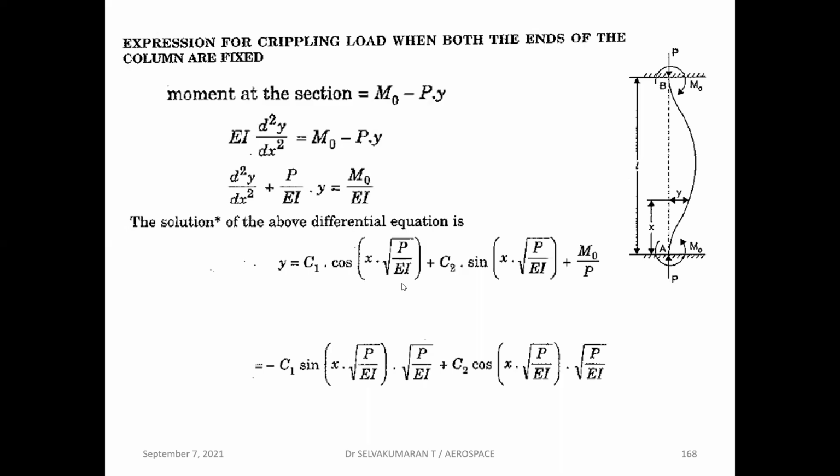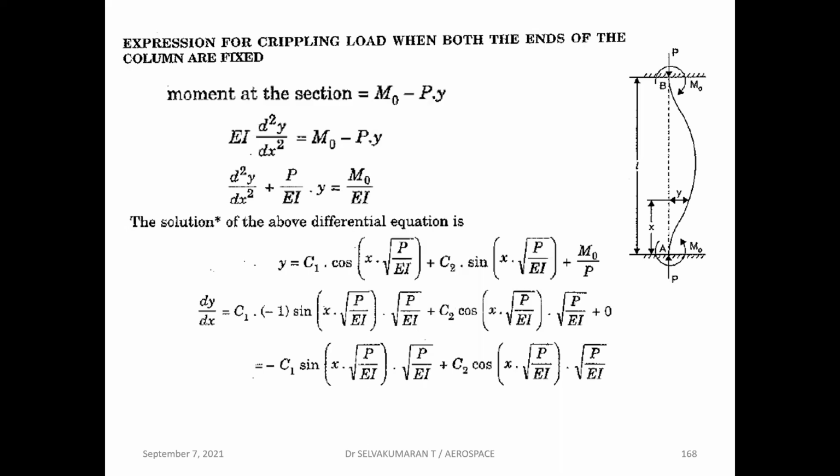Since you have got a fixed end also, it should be differentiated with respect to X to get the slope equation. After differentiating it, you get this expression for dy by dx. Now applying the boundary conditions, let us determine the constants C1 and C2, which are the constants of integration. This is the Y equation, and this is the dy by dx equation. At A, that is at the bottom end, X is equal to 0, deflection is 0, slope is also 0, as A is the fixed end.